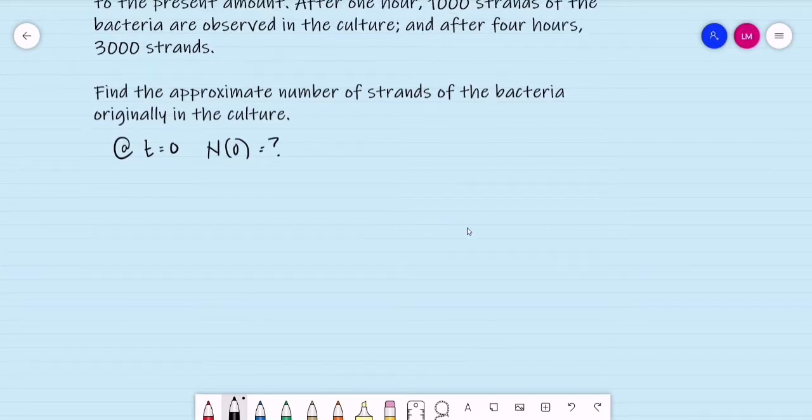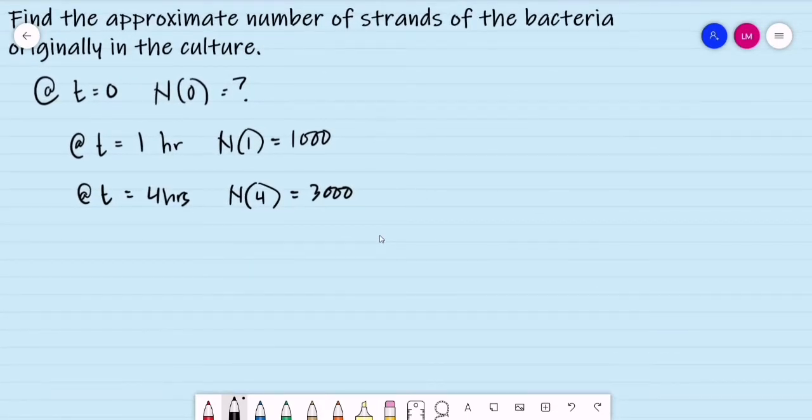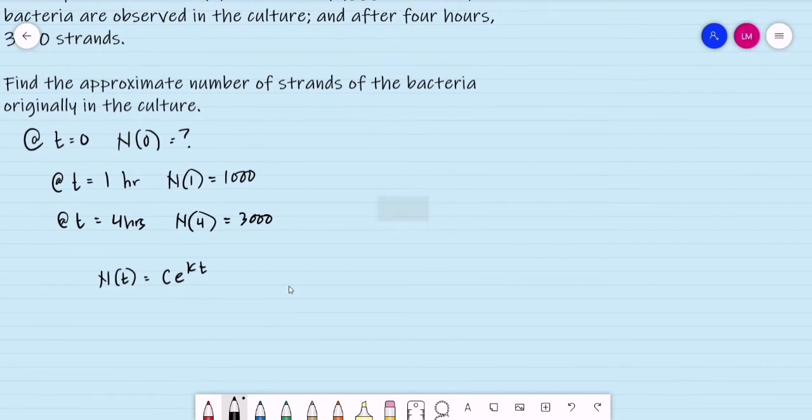Okay, we have these two sets of given. At time equal to 1 hour, the amount of bacteria, N of 1, is equal to 1,000 strands. Then the other set, at time equal to 4 hours, the amount of bacteria, N of 4, is equal to 3,000 strands. We are to use these two sets. From our equation, the population at time t is equal to C e raised to k times t. We don't have yet the constant C, so first we are to compute for that value.